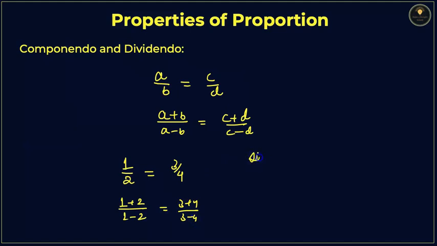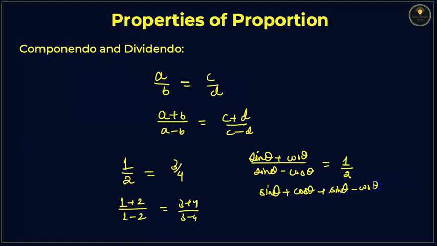Let's take one more example. If I'm writing (sin theta + cos theta)/(sin theta - cos theta), I can write this value as equal to 1/2. Write (sin theta + cos theta) plus (sin theta - cos theta), and in the denominator you will write (sin theta + cos theta) minus (sin theta - cos theta), and that is equal to (1+2)/(1-2).